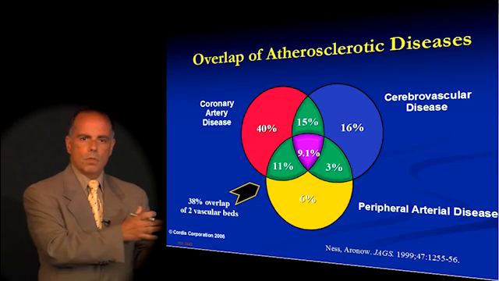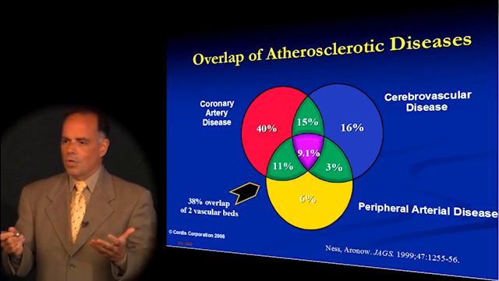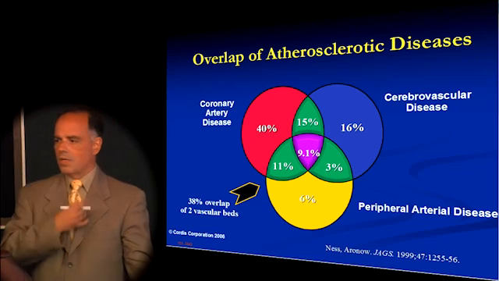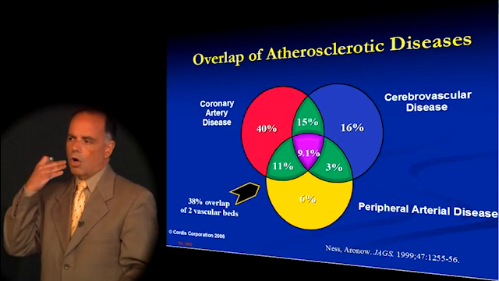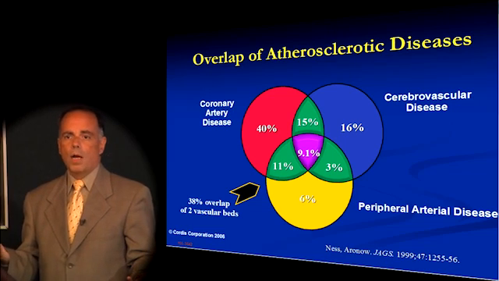All of these arteries were laid out at the time you were born. So it doesn't make a difference if you have, let's say, a heart attack, you can still have a clogged artery into the brain. All of these arteries will clog up pretty much at the same time.